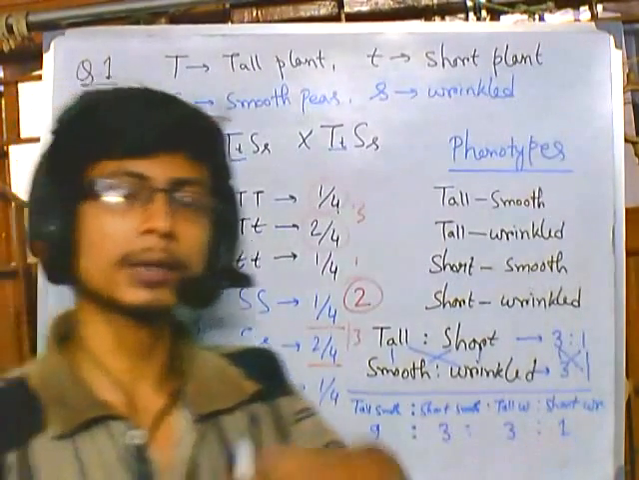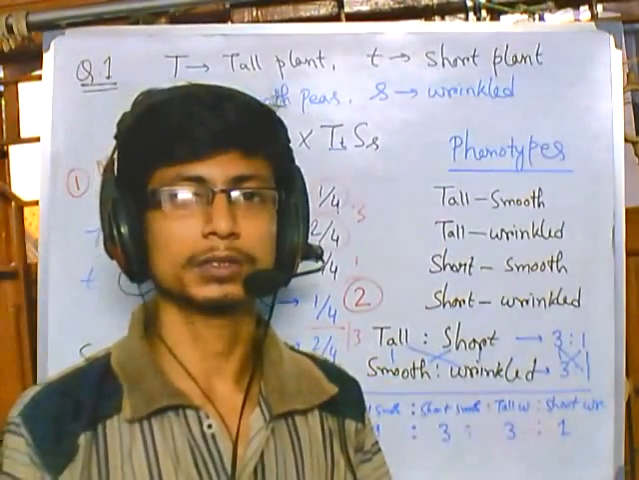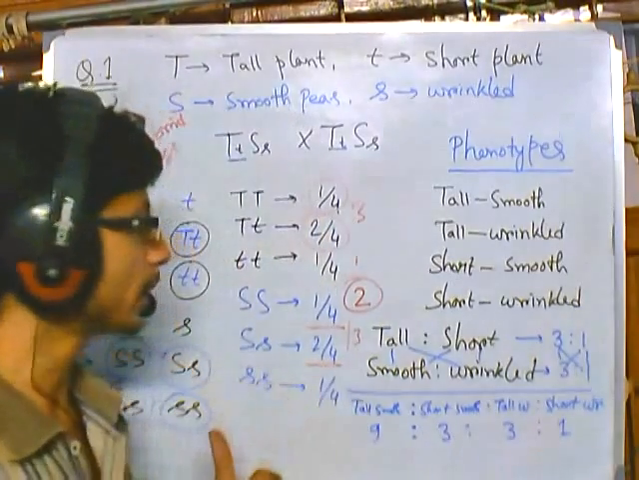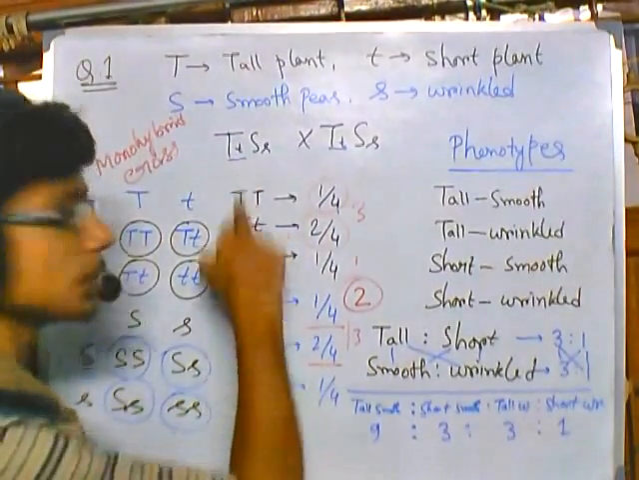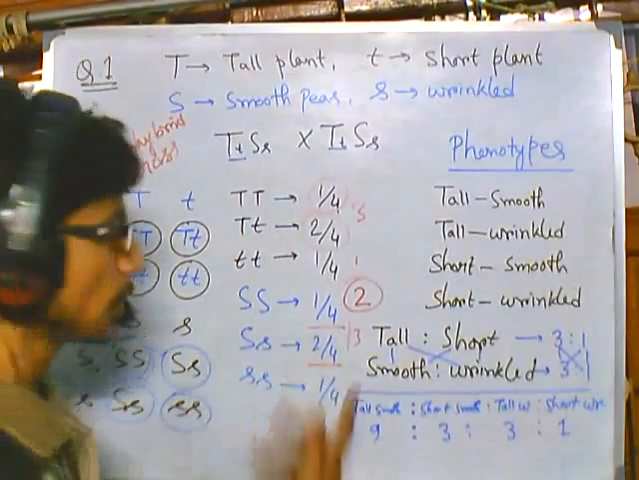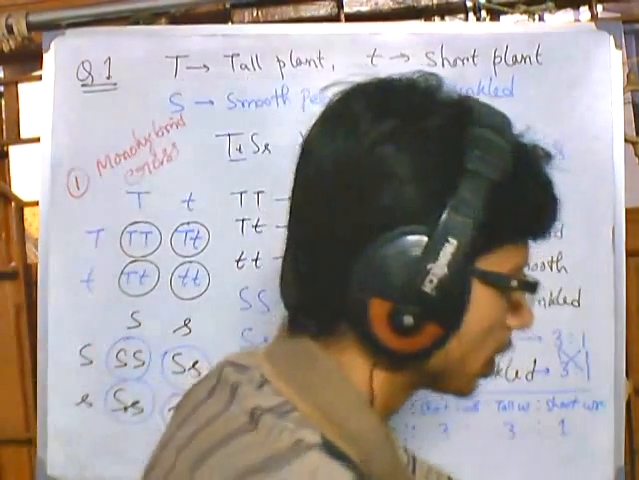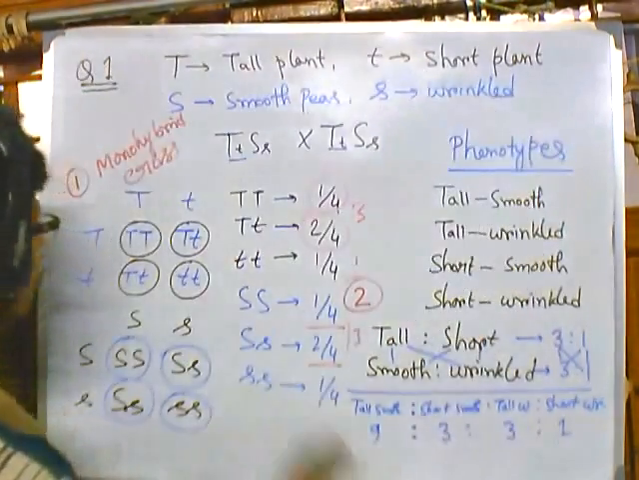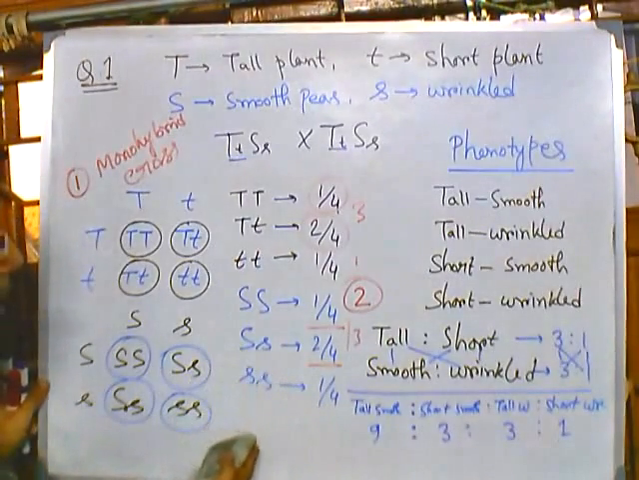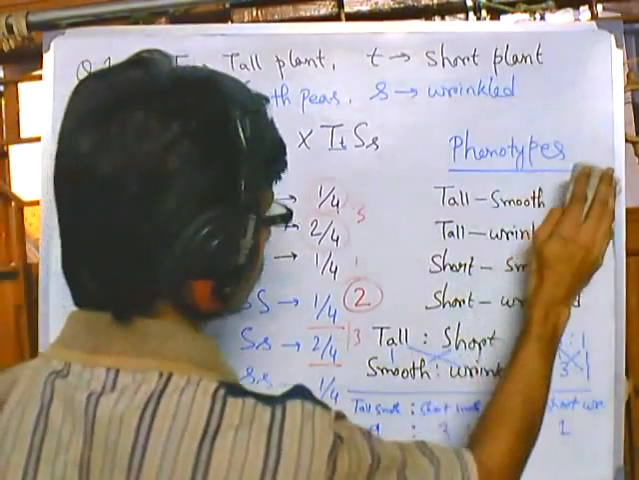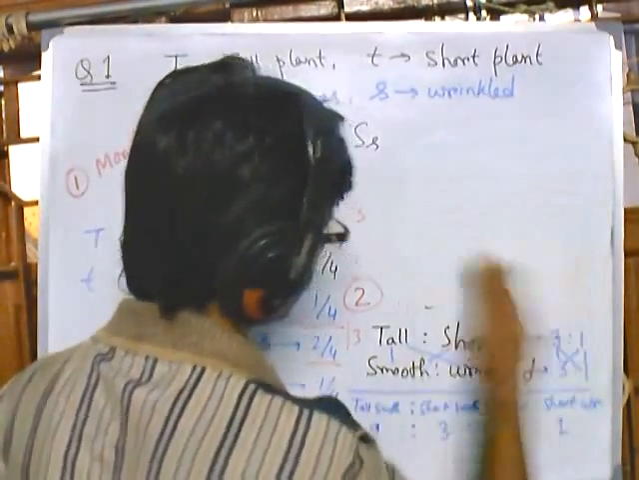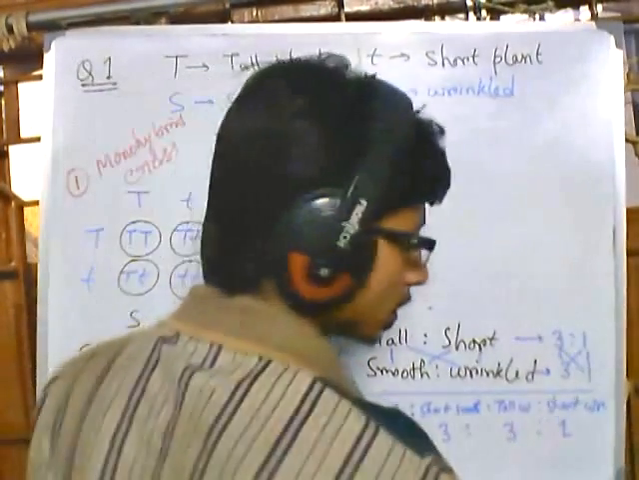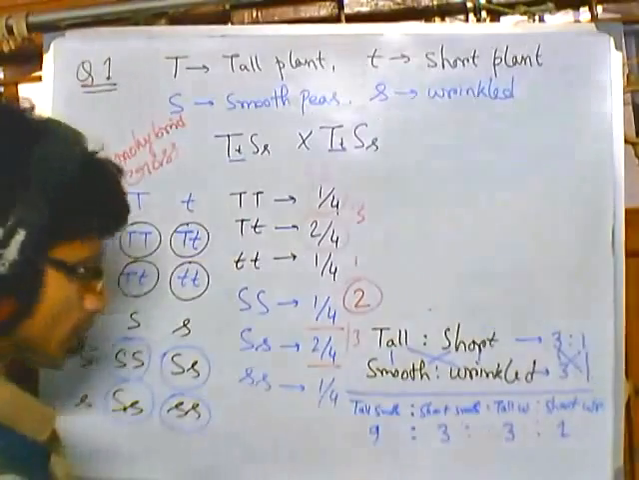Now how can we calculate the genotypic ratios? Okay, now for the genotypic ratios, it is much easier because you already calculated the genotypes here. So let us explain the genotypic ratios here. Say I just take the genotypes here. Okay, this is clear. Now let us go for the genotypic ratio.